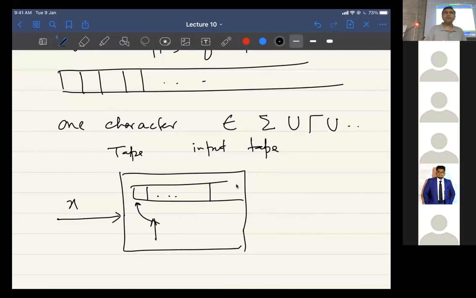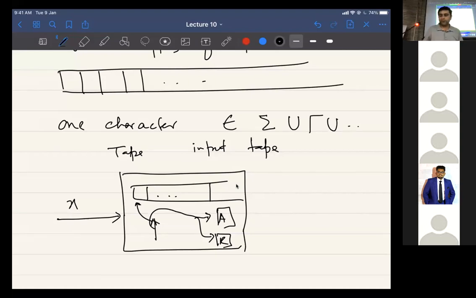Okay, and after it finishes computation, there are two states here. One is the accept state, one is the reject state. Whenever the computation finishes, the controller will move the control to one of these states, accept state or reject state. As soon as the machine goes into one of these states, the computation will halt. It will come to a stop.